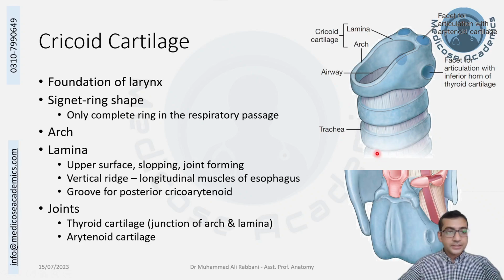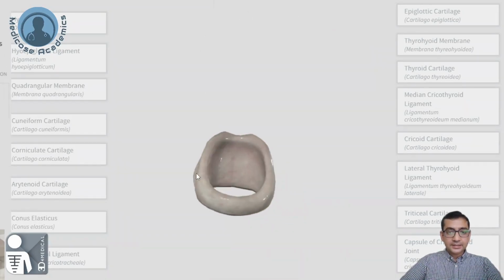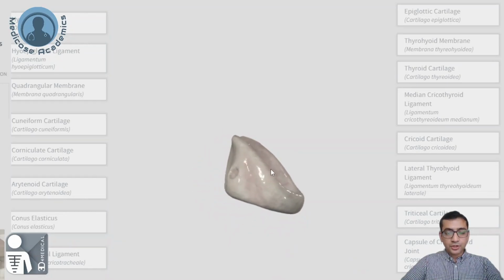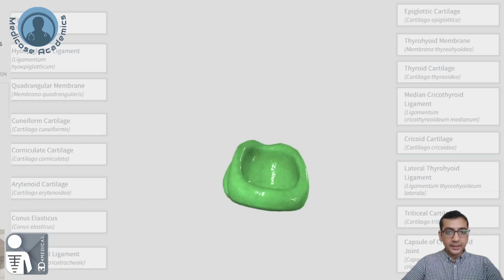The cricoid cartilage, it's a signet shaped ring. Let us look at it here in the 3D model. This is the cricoid cartilage, this one. If we isolate it from others, this is like a signet ring. It has the posterior part that is raised, called the lamina, and the anterior part. It is forming the foundation of the larynx. It is forming the base of the larynx.